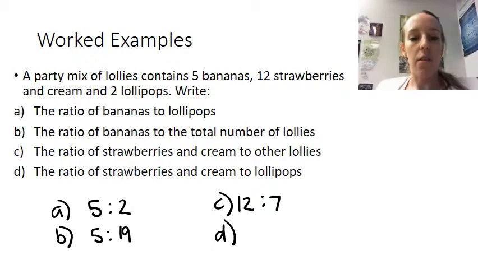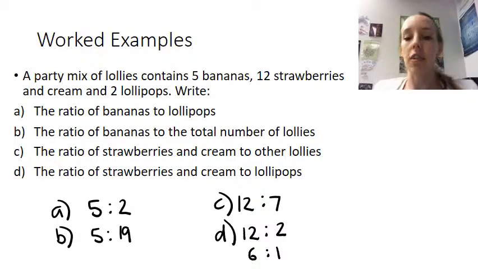Then for D, the ratio of strawberries and cream to lollipops. There are 12 strawberries and cream and there are 2 lollipops. We can actually simplify this ratio because we can divide both of those numbers by 2. 12 divided by 2 gives us 6, and 2 divided by 2 is 1. So the ratio would be 6:1. That would be our simplified ratio there.